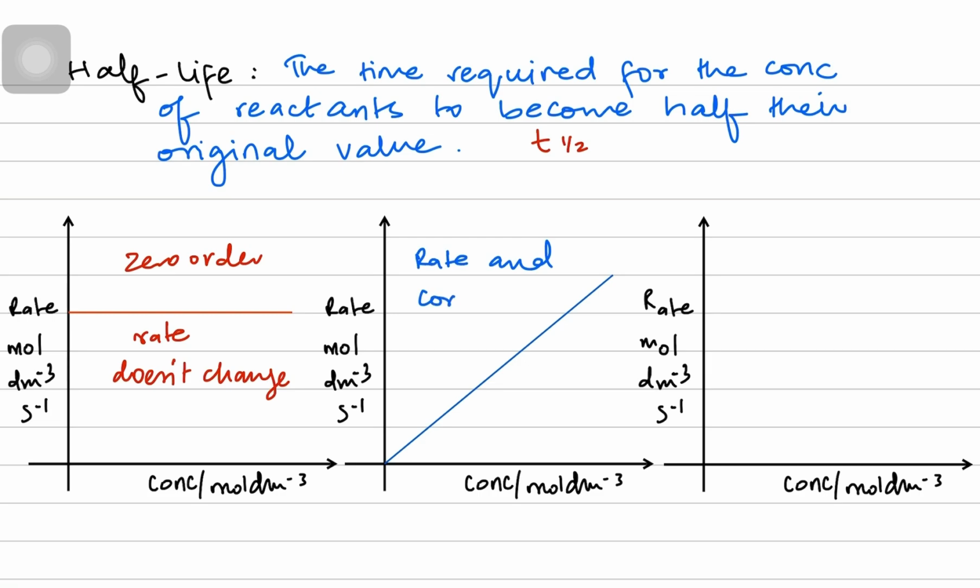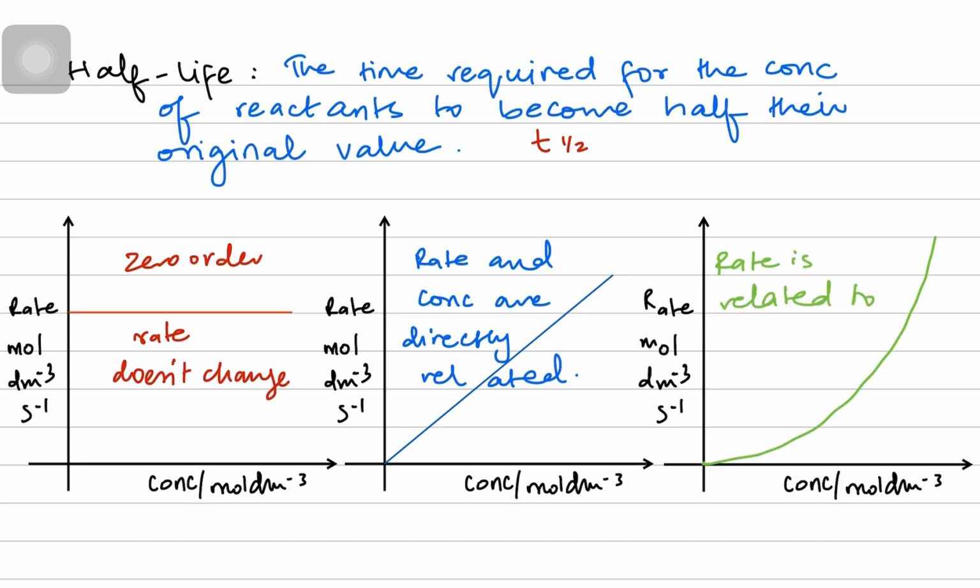The blue line in the middle shows a first order reaction where the rate and concentration are directly related. So if the concentration increases, the rate increases, and vice versa. The green line on the right hand side shows a second order reaction where if the concentration is doubled, rate becomes 4 times. So the rate is related not to the concentration but to the concentration squared.